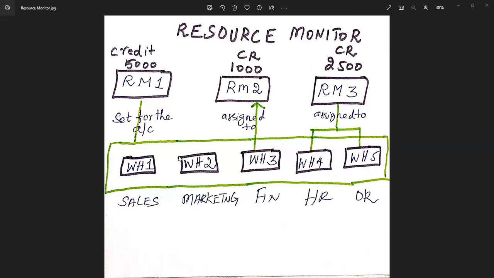Okay, here that RM1 is created and assigned at the account level. Account level means it is for all warehouses starting from warehouse 1 to warehouse 5. The rest of the two resource monitors are for the specific warehouses. Here, all warehouses are tied to a specific department. Warehouse 1 is tied to sales, 2 is marketing, 3 is finance, 4 is HR, and 5 is operations. So, each and every warehouse is tied to one particular department.